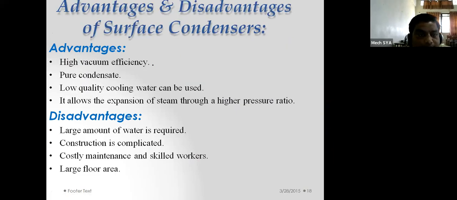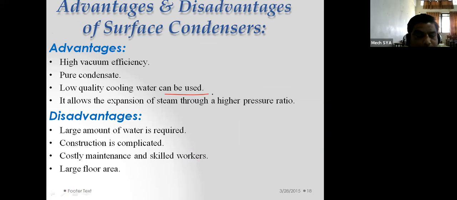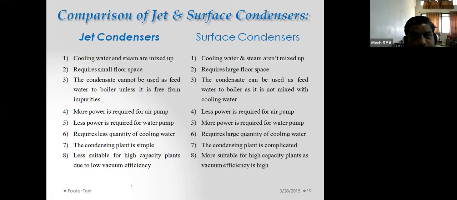The advantages of the surface condenser: high vacuum efficiency, pure condensate, no mixing of cooling water, and low quality cooling water can be used because it is not mixed with the steam. Therefore, we can use it. It allows the expansion of steam through a higher pressure ratio. As vacuum is more, a higher pressure ratio can be obtained, that is boiler pressure to condenser pressure. The disadvantages: a large amount of water is required. The construction is complicated, maintenance is costly and skilled workers are required. Larger floor space is needed because it is indirect mixing, and this difference we have also discussed.